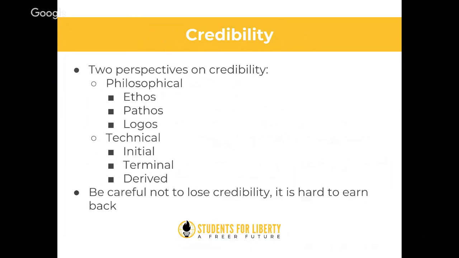So there are two perspectives on credibility. There's the philosophical perspective and the technical perspective that speechwriters and writers use. The philosophical perspective says that credibility has three parts: ethos, pathos, and logos. Ethos is the perception of how ethical you are. Logos is your logic, and pathos is your character. Or do you seem like a trustworthy person?